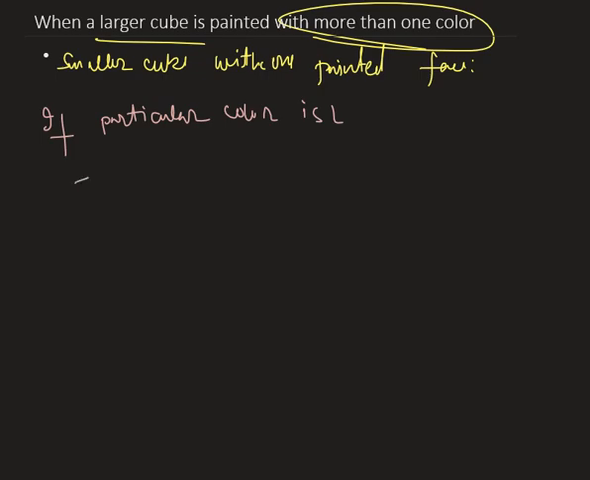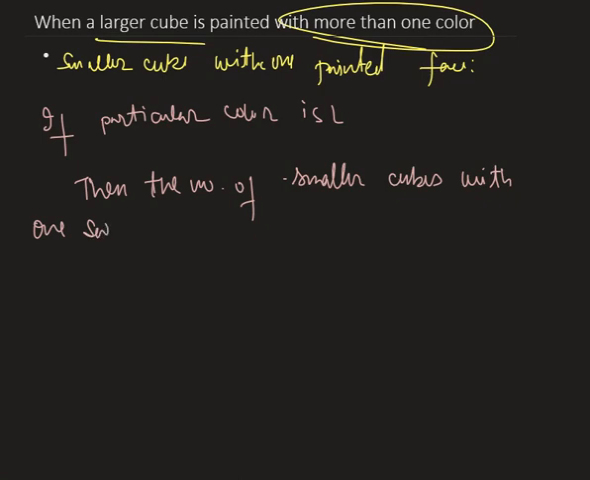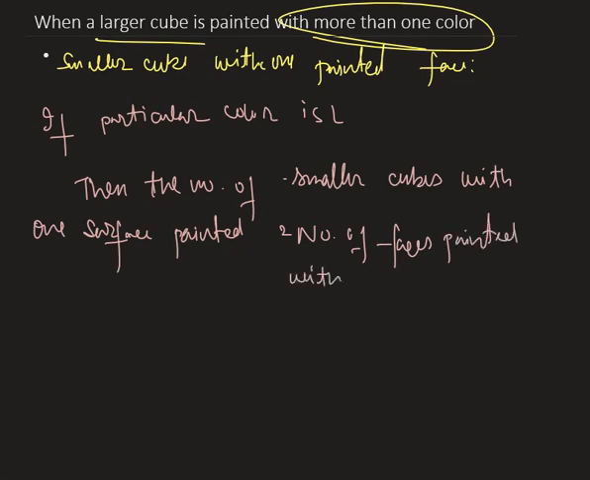then the number of smaller cubes with one surface painted is equal to the number of faces painted with color L multiplied by (n minus 2) whole squared. Okay, so this is the required formula.